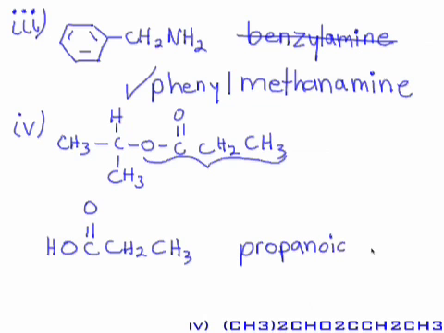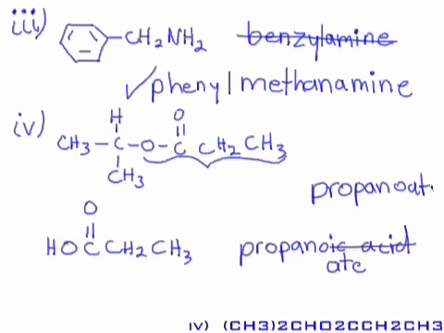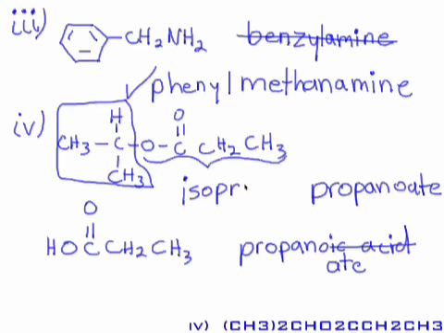Now you were told that in order to name an ester, you must drop the ic acid ending of the acid and add ATE. So this molecule becomes a propanoate. Propanoate. Now you can name this alkyl group that's off of the oxygen. And that alkyl group is an isopropyl. And so the name of the molecule is isopropyl propanoate.